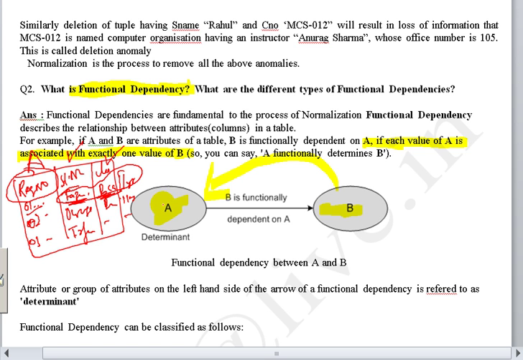So each value of A is associated with exactly one value of B, because of the primary key. So basically it's talking about the primary key. This A is actually a primary key. This will give a better explanation of it.